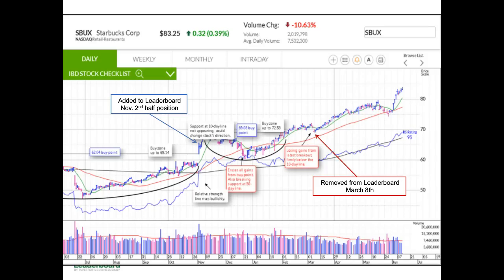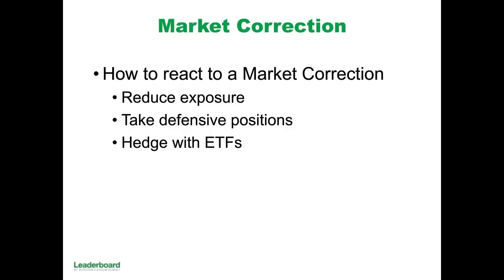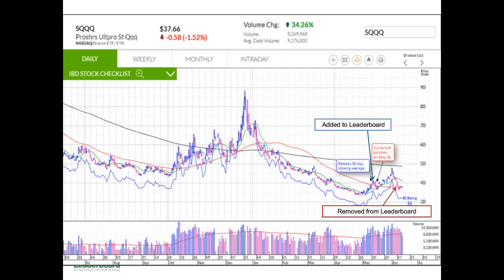So step 3 is to hedge with ETFs. What does that mean? Well, this is kind of a new thing. I've actually used ETFs for a long time, trading on the upside, and then also using them to hedge individual positions, or actually using options to hedge individual positions, but using ETFs to hedge portfolios. And we recently introduced this to Leaderboard, and so this is SQQQ, and this is the triple short NASDAQ 100.